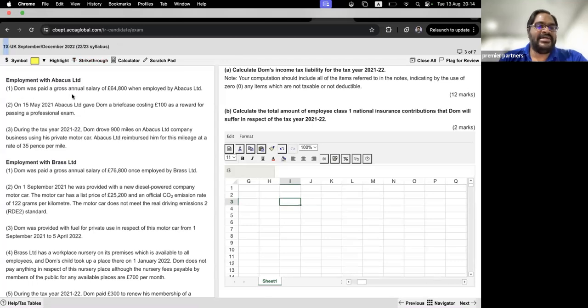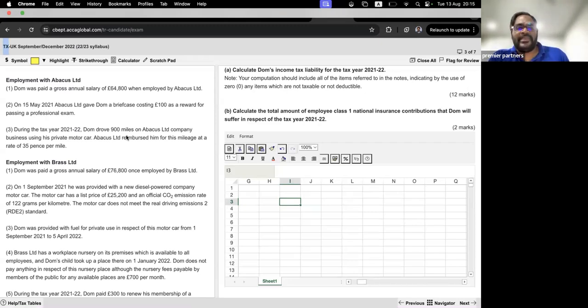Dom was paid a gross annual salary of 64,800 when employed by Abacus. So what should we do now? What is the adjustment we need to take here? Yes, we need to prorate the salary. It is an annual salary that they have given. He has not been working with Abacus for the entire year.